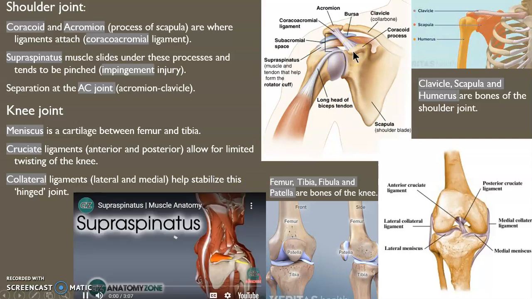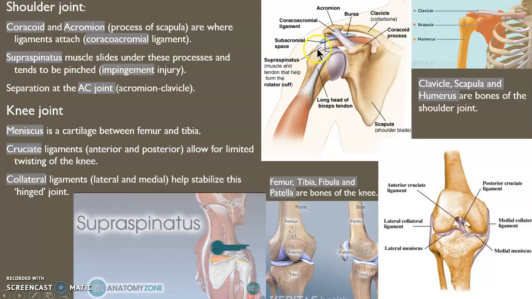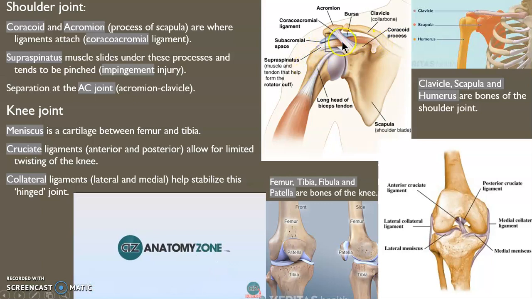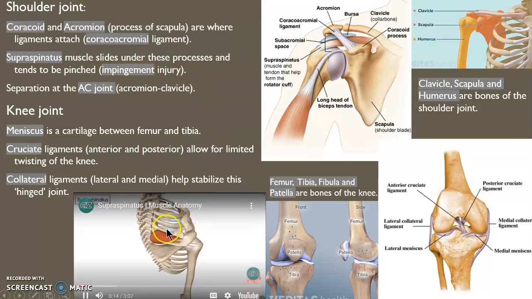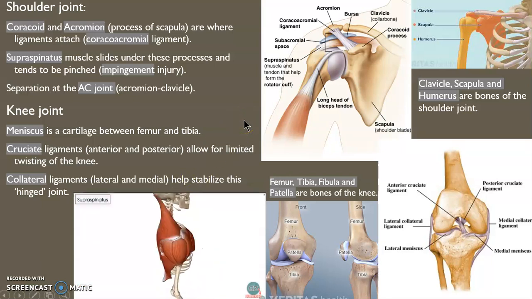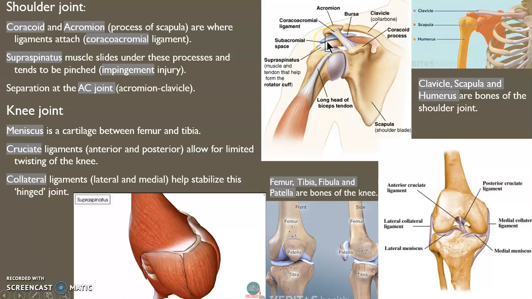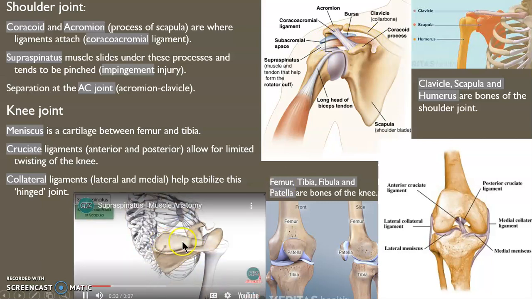The supraspinatus is going to slide under these processes. And when this happens, we're going to have impingement. And here's the word, impingement injury. So when someone has a shoulder injury, there you see it, that's the supraspinatus. Okay, there are other muscles there, but the supraspinatus is in a vulnerable position because it has to slide under these bony processes. Now, sometimes when someone falls, there it is again. Now you can see it really well here. You see how it's going to slide under?